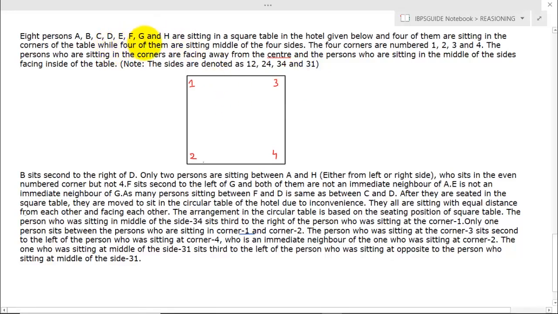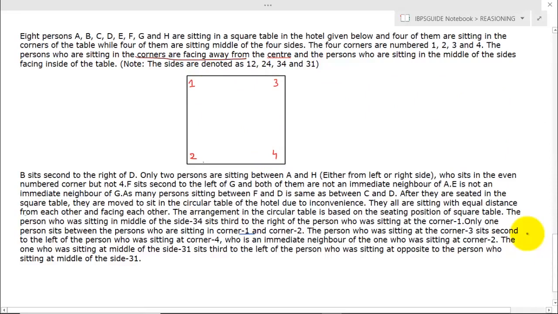Eight persons A, B, C, D, E, F, G, H are sitting at a square table in the hotel given below, and 4 of them are sitting in the corners of the table while 4 of them are in the middle of the 4 sides. The 4 corners are 1, 2, 3, 4 as mentioned in the diagram. The persons sitting at the corners are facing away from the center, means facing outside, and those sitting in the middle of the sides are facing inside the table. The sides are denoted by 1 and 2, 2 and 4, 3 and 4, and 3 and 1. These are the sides. Okay, this was the intro part.